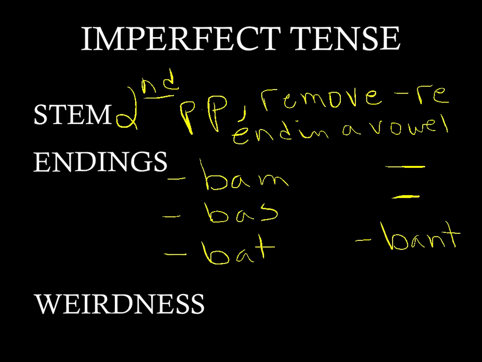And then the weirdness you need to know, there's only one set of weirdness. In the fourth conjugation, the stem will end in an I, and you are going to add an E before you add the BA, whatever that ends up being. I'll show you an example of this, but the only weirdness, there's no third conjugation weirdness, it's only the fourth conjugation, and you're going to add an E before you add the BA of the endings.